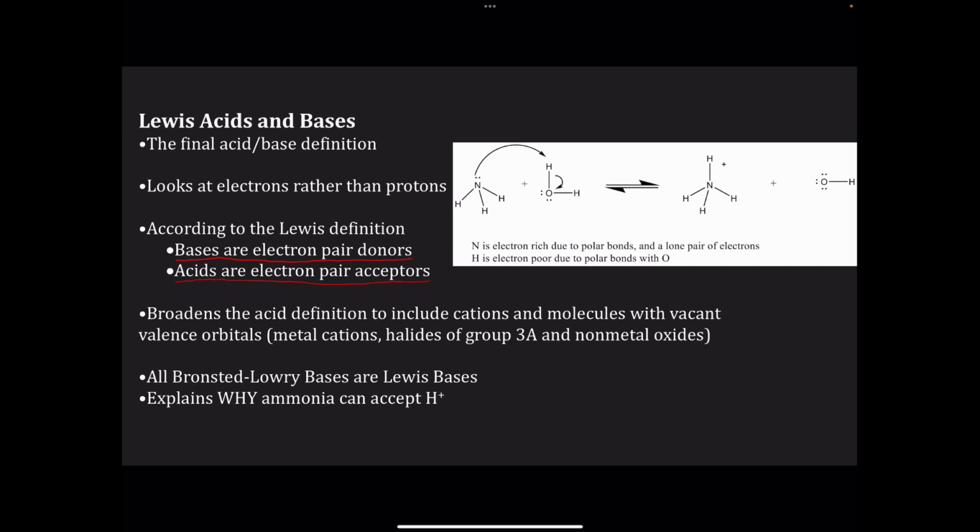So this broadens the acid definition to include cations and molecules with vacant valence orbitals. So this can include metal cations, halides of group 3A, and nonmetal oxides. Having that vacant valence orbital gives us room to be able to accept electrons. So that's the only thing that broadens, to include some things like our metal cations, halides, and nonmetal oxides to be acids. All Bronsted-Lowry bases are also Lewis bases. This Lewis base theory is going to explain why something like ammonia can accept hydrogens.